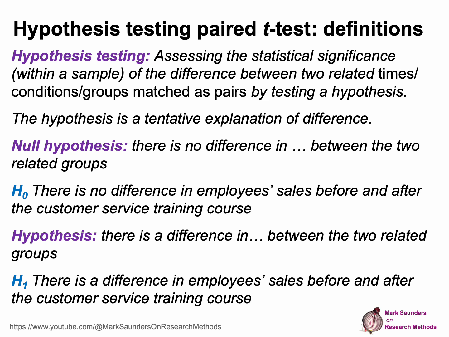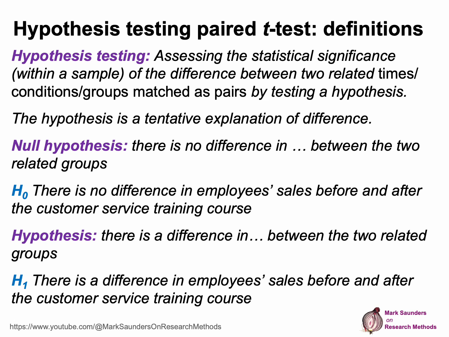Let's look at what we mean by hypothesis testing using the paired t-test. For hypothesis testing using the paired t-test, we're assessing the statistical difference of data from a sample, and we're looking here for the difference between two related things, be they times, so a before and after, conditions, what happens if we do something, and we're looking at groups which have been matched as pairs.